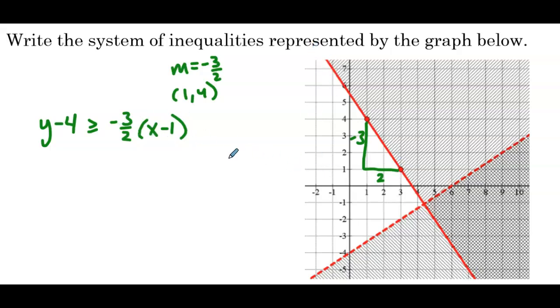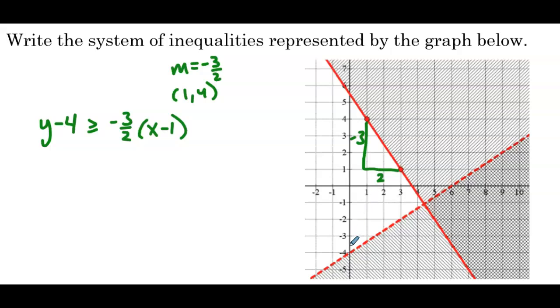And we can check very quickly that our inequality sign is correct by plugging in the origin. So 0 minus 4, so is negative 4 greater than or equal to, then 0 minus 1, so negative 1 times negative 3/2 is 3/2. So is negative 4 greater than or equal to positive 3/2? No. So that means we have this correct, because the origin is not part of the solution set.